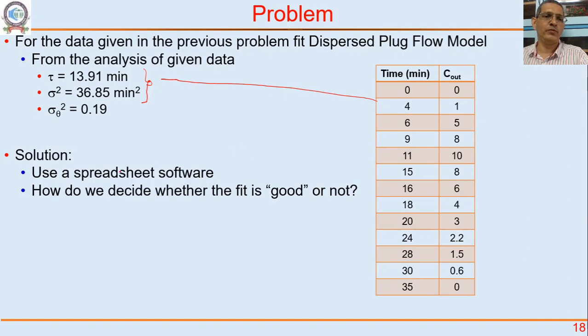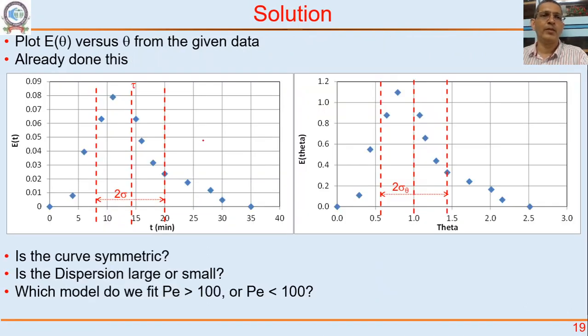Here's the solution. Use a spreadsheet. Okay, how do we decide whether the fit is good or not? Again, plot E theta versus theta. We have already done this. Does this curve look symmetric? Gaussian? No, it does not look Gaussian. If it does not look Gaussian, is the Peclet number less than 100 or more than 100? It means the Peclet number looks like it is less than 100.